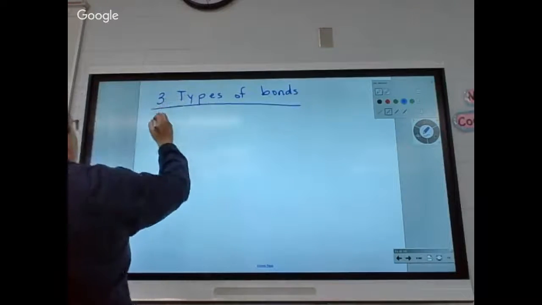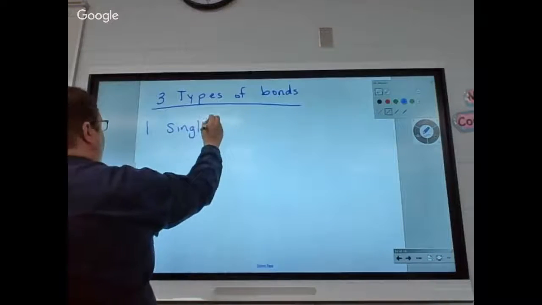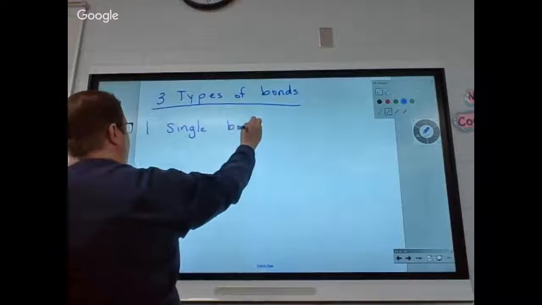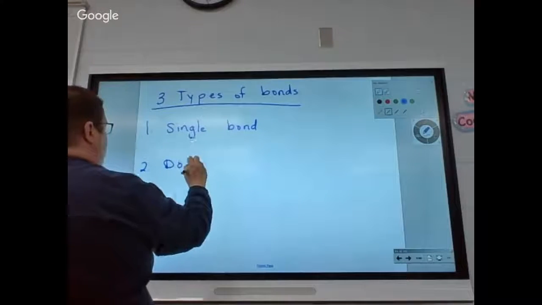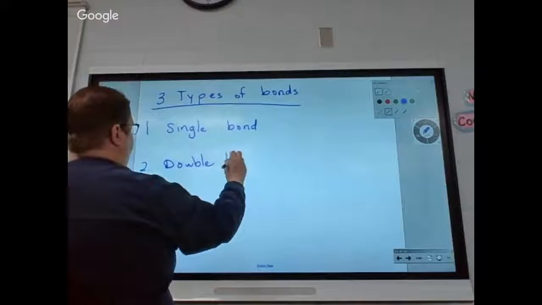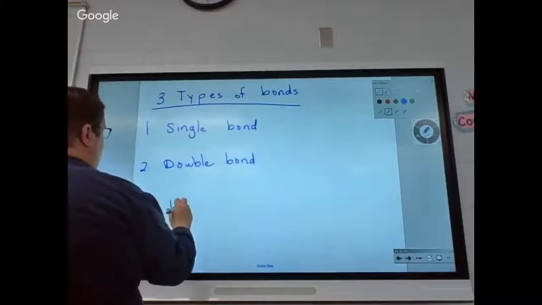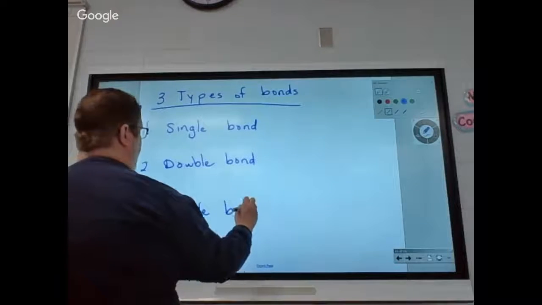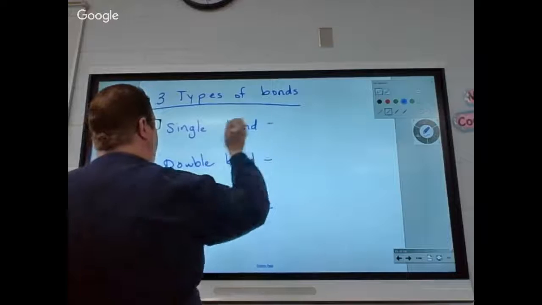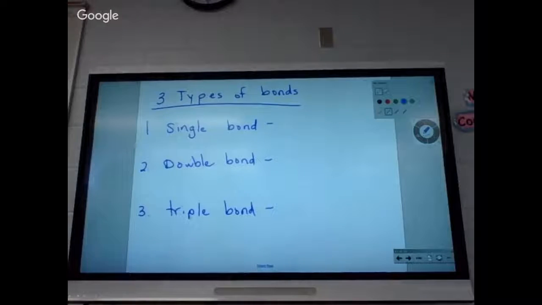We're going to learn to draw a single bond, a double bond, and a triple bond. We're going to start with the single bonds first, and hopefully we'll be able to get into double and triple bonds today. If we don't get there, we don't get there. Single will definitely get done today. Okay? Now, a single bond.